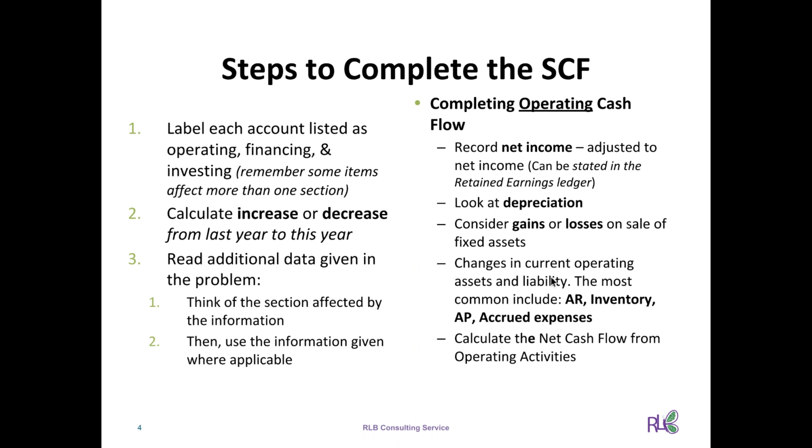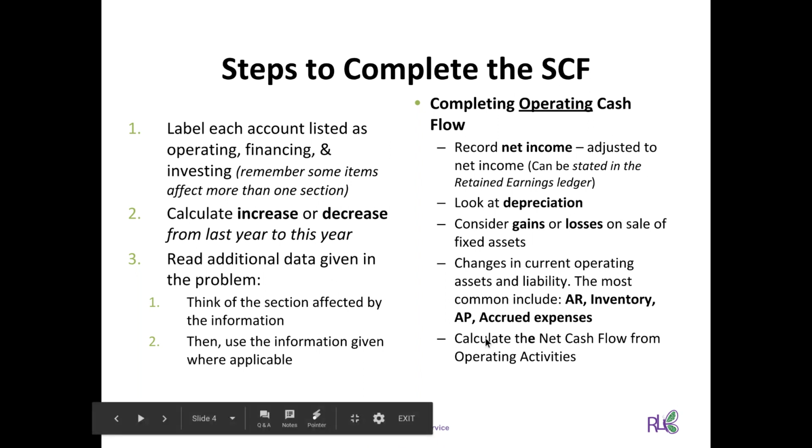Next, you have your current operating assets and liabilities, and the most common ones are accounts receivable, your inventory, your merchandise inventory, your accounts payable, and other accrued expenses, which we know accrued means that we are accumulating them, therefore we have not yet paid them. And then you will calculate the net cash flow for operating.